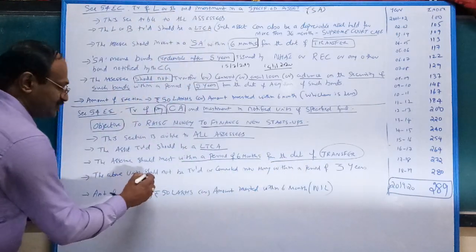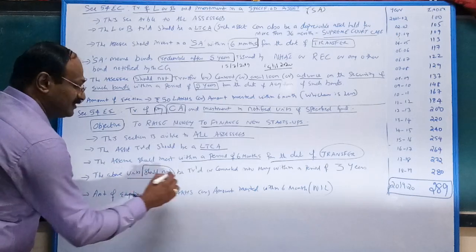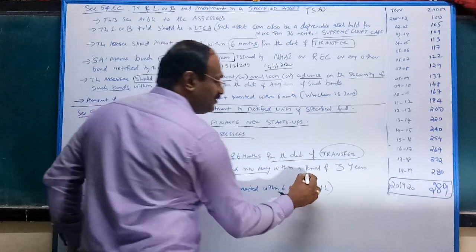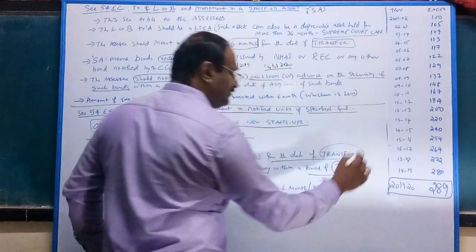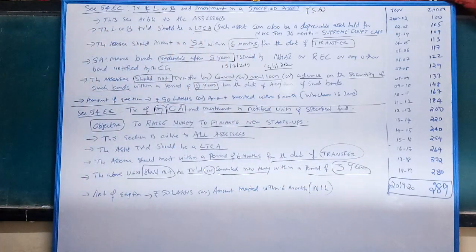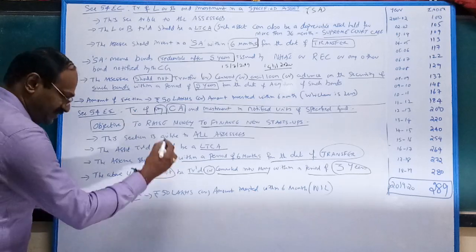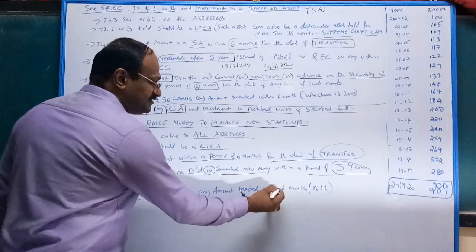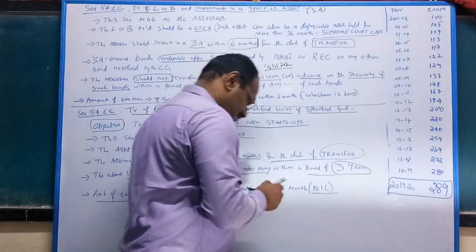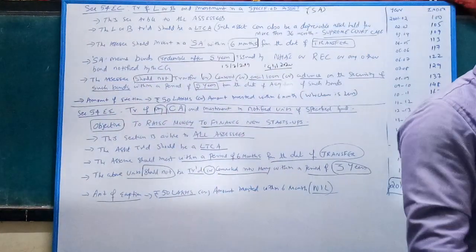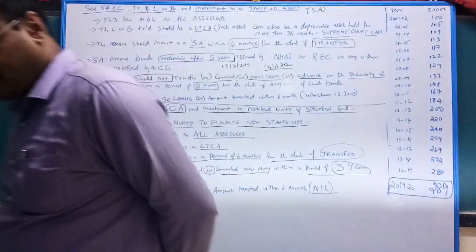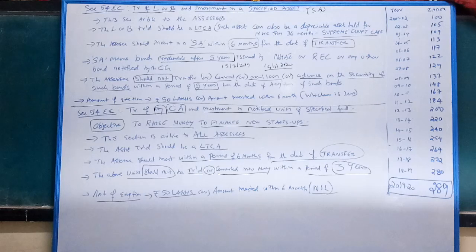The above unit should not be transferred or converted into money within a period of 3 years. Then the amount of exemption, same as for 54EC, is 50 lakhs or the amount invested within 6 months, whichever is less. Any doubt? Let's note down. One more section, 54F, we will do fast.